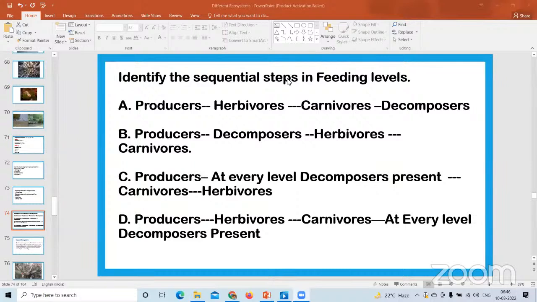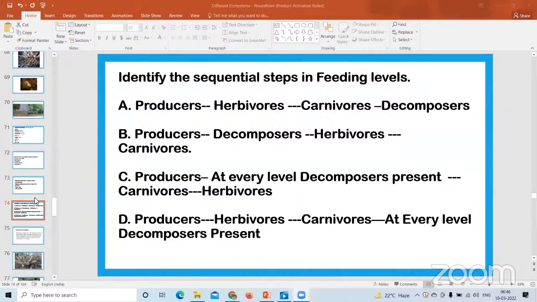Yes, Akshita, you said the right answer. Producers, herbivores, carnivores, at every level decomposers present. Option D is the right one. Okay. In any ecosystem, biotic and abiotic components are present. I already told that one. And these are the important levels, feeding levels in any ecosystem.